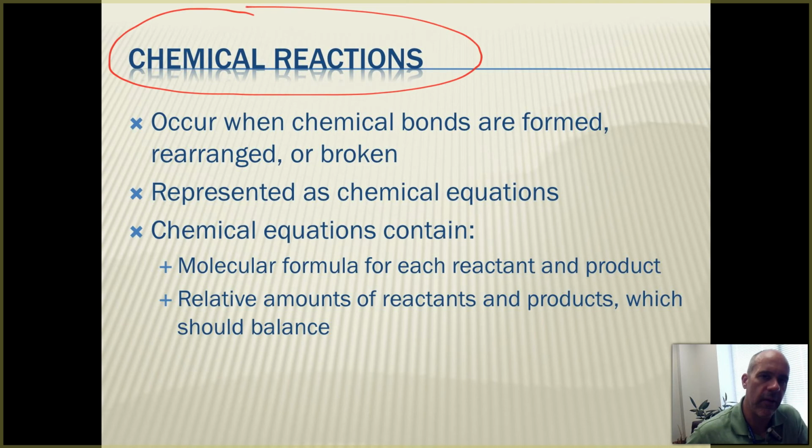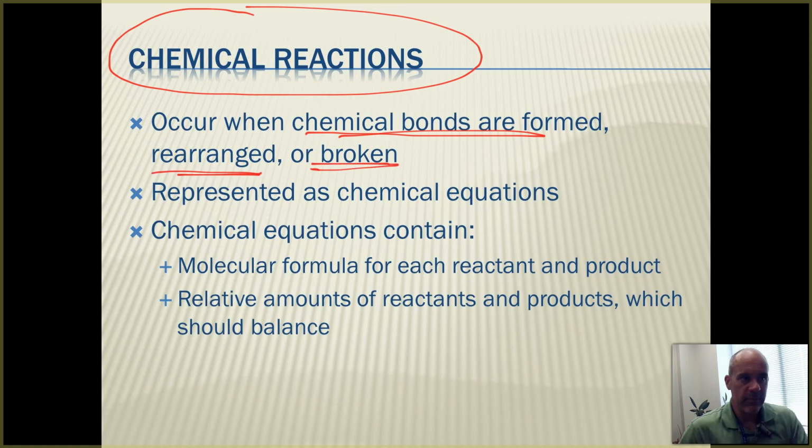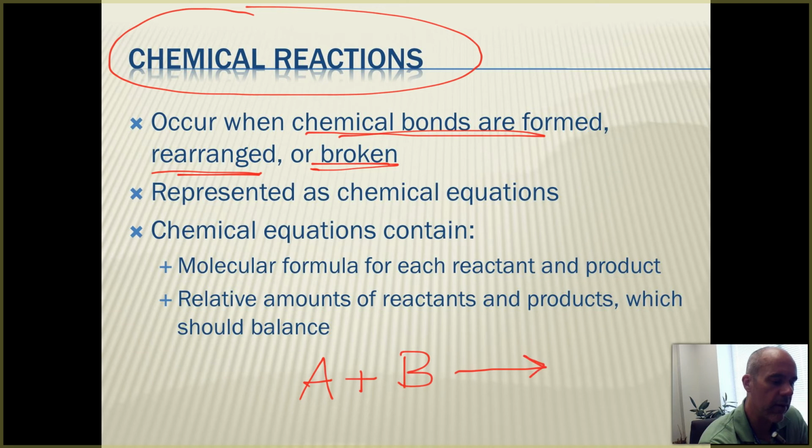All right, and so we just said in the last video clip that molecules consist of atoms that are bonded together through different types of chemical bonds. So when chemical reactions take place, chemical bonds get formed, rearranged, or broken. Building stuff, breaking it apart, shuffling things around. A chemical reaction is generally represented as an equation. So something like this: a molecule A plus a molecule B are put together to make molecule C. That would be the simplest type of representation.